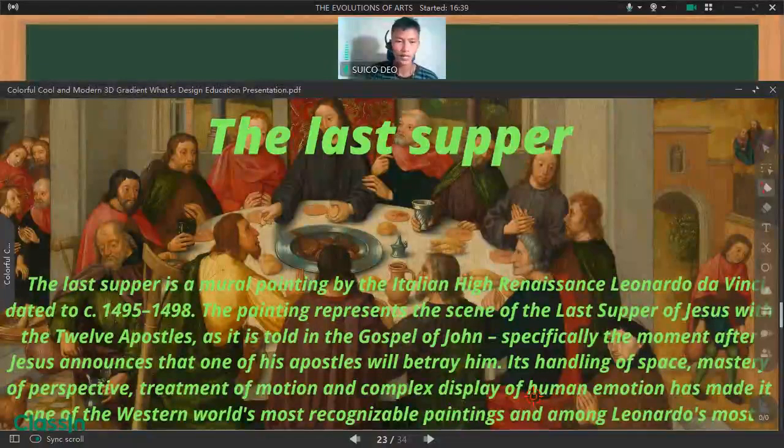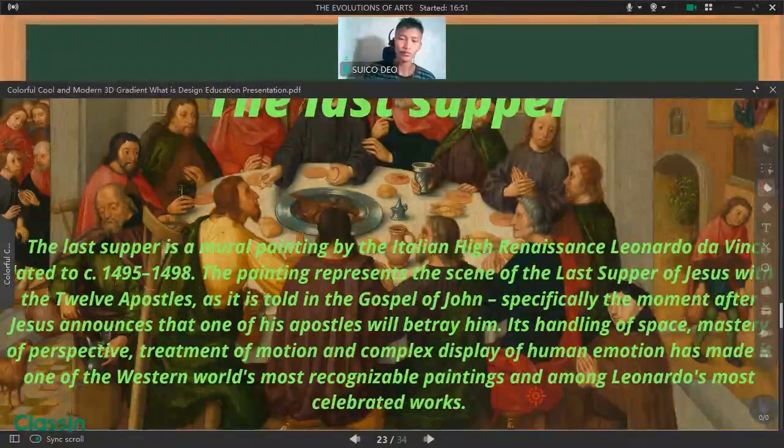Its handling of space, mastery of perspective, treatment of motion, and complex display of human emotion has made it one of the Western world's most recognizable paintings and among Leonardo's most celebrated works.